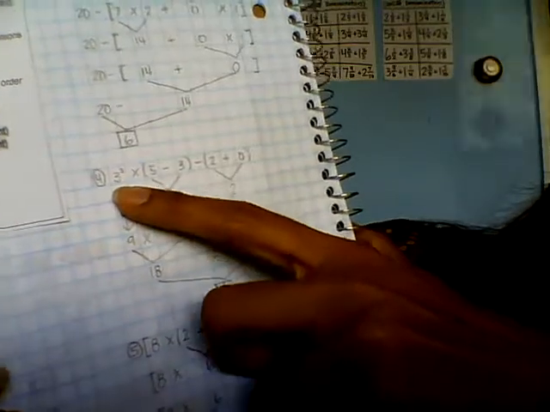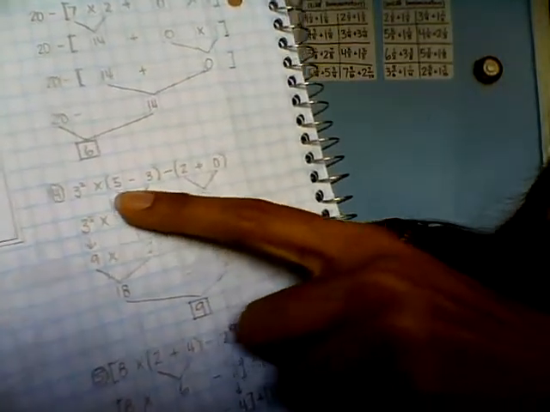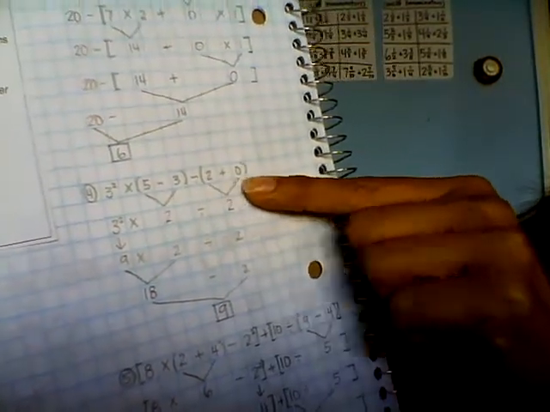We have 3 to the second power times parentheses 5 minus 3 divided by 2 plus 0. All right, again, don't just copy my work.